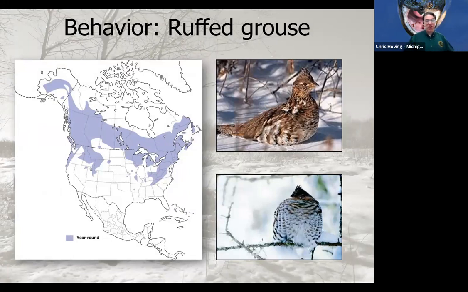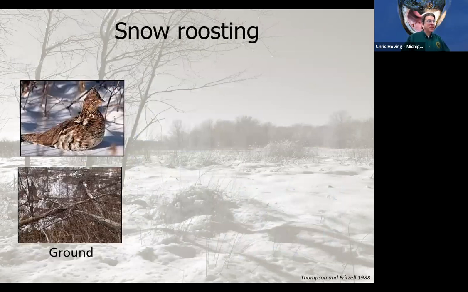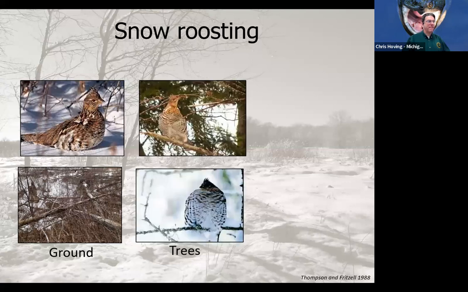Now, shifting over to ruffed grouse, you can see their range map is very similar to snowshoe hare. Again, a species that is very dependent on snow for part of their life cycle. And that's because ruffed grouse do this really cool thing called snow roosting. They sometimes will roost on the ground, and you can see a picture of their habitat there. They're very difficult to see when they're roosting on the ground.